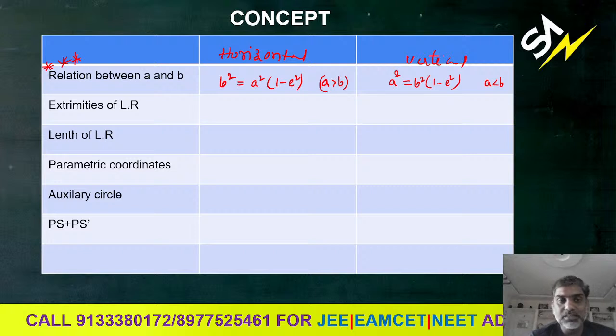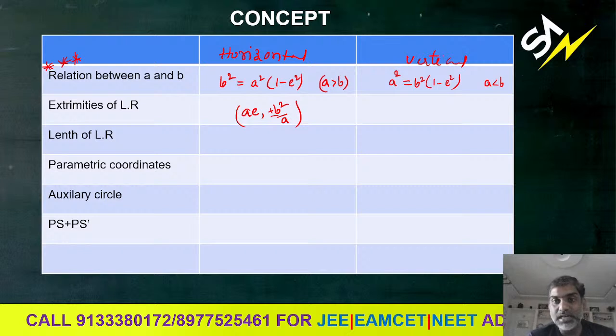Next one is the extremities of the latus rectum. What are the extremities of the latus rectum? For horizontal ellipse, it is ae comma b square over a. This is the top one. The bottom one is minus. So ae comma plus or minus b square over a. These are the extremities of the latus rectum in case of horizontal ellipse.